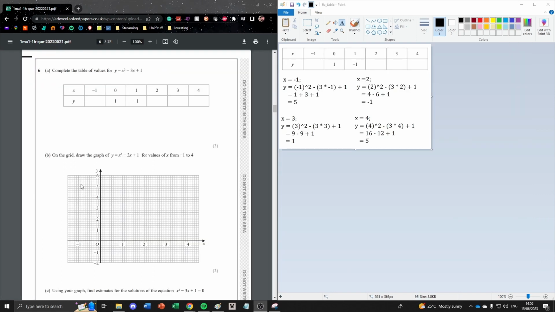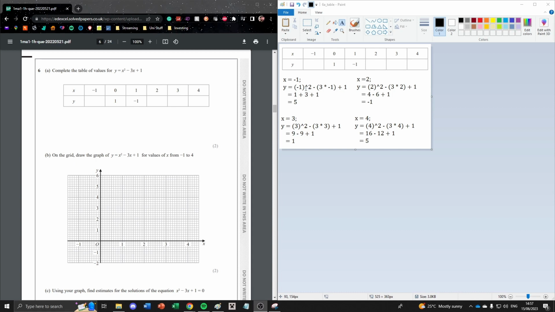Question 6 is another multi-parter, and part A is rather simple. We're just asked to complete the table of values for y equals x squared minus 3x plus 1. So this question is based on the topic of quadratic equations. So for the missing values, x equals minus 1, x equals 2, 3, and 4, we simply have to fill in the value of y.